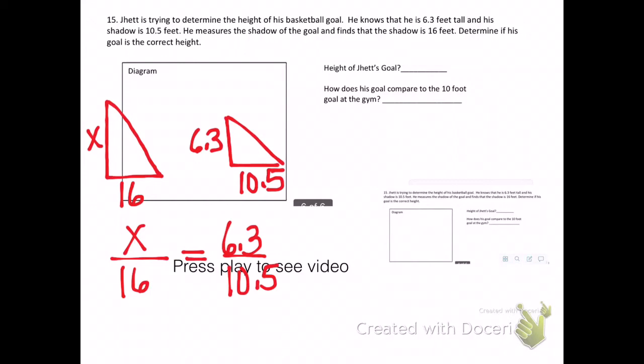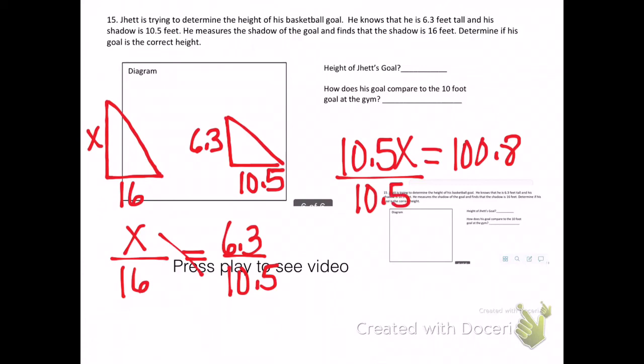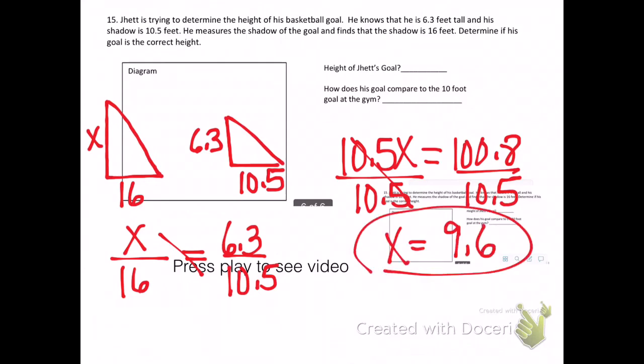So to solve any proportion, you cross multiply. 10.5x equals 16 times 6.3. That's going to give me 100.8. And then to solve for x, I needed to use the division property of equality. It eliminates on the left. So I divide 100.8 by 10.5. And that tells me the basketball goal is 9.6 feet. So if Jed's basketball goal is 9.6 feet, how does that compare to the 10-foot goal at the gym? It is shorter.